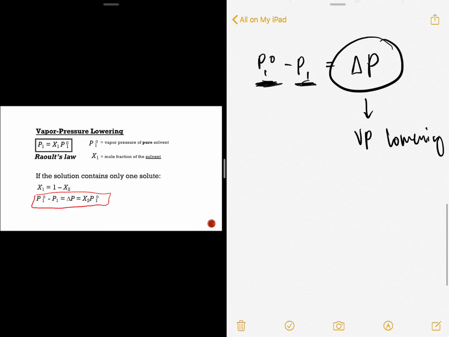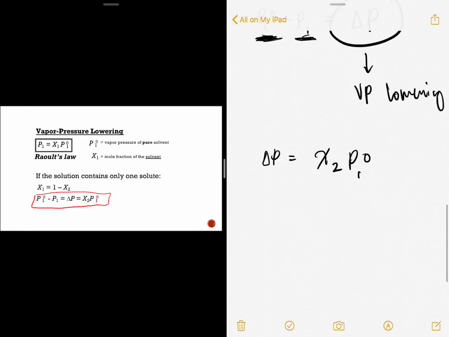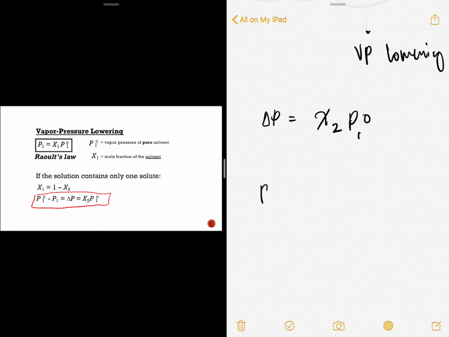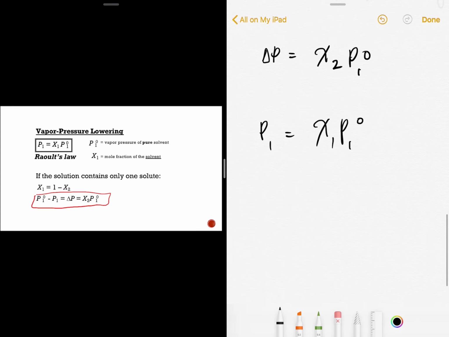Okay? So this is the formula that we are going to use. Delta P is equal to X2 P1 naught. Sinubstitute lang ito, no? This was only substituted to X1. So, pakita ko na lang. Sige. P1 is equal to mole fraction 1, P1 naught. And since we want to get the mole fraction of the solute, because we are accounting for the solute particles, kasi colligative properties ito, so the mole fractions, when they are added together, they are equal to 1.